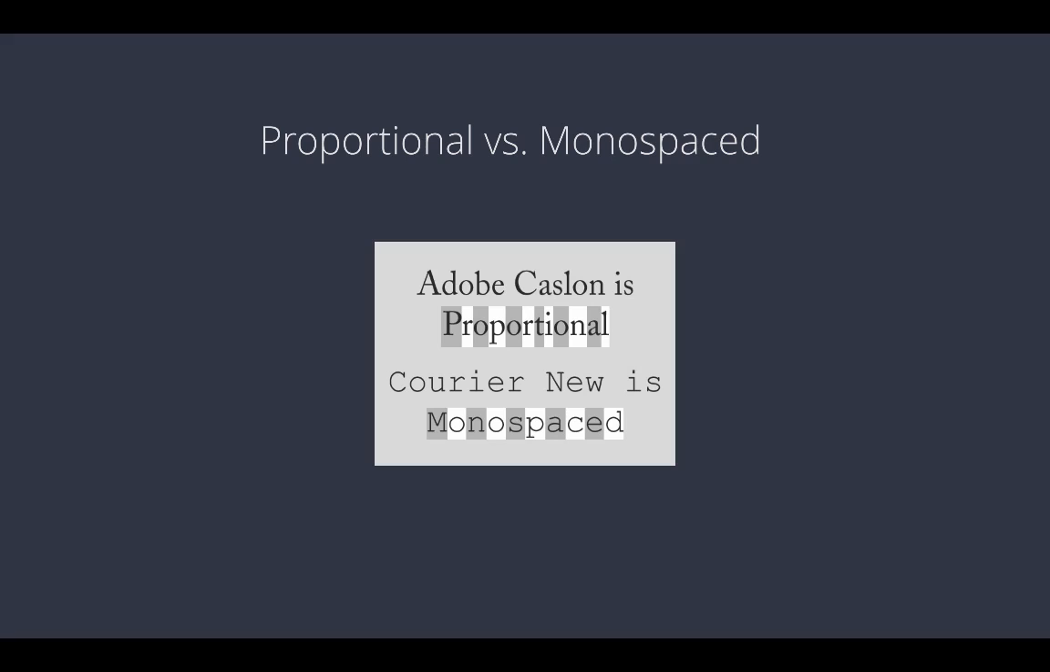Now in monospaced typefaces, each character takes up the exact same amount of space, and narrow characters simply get a bit more spacing around them to make up for the difference in width. And we can see this with the Courier.